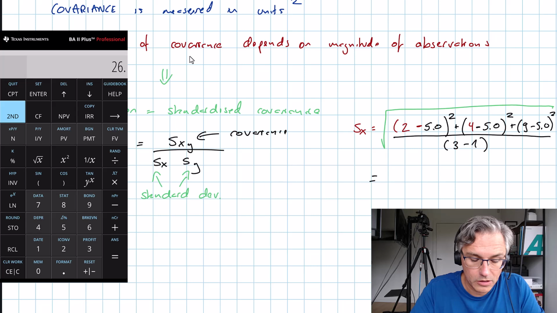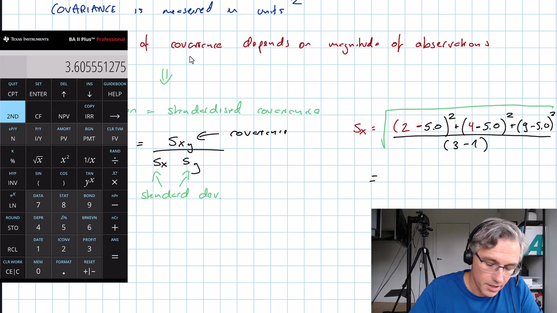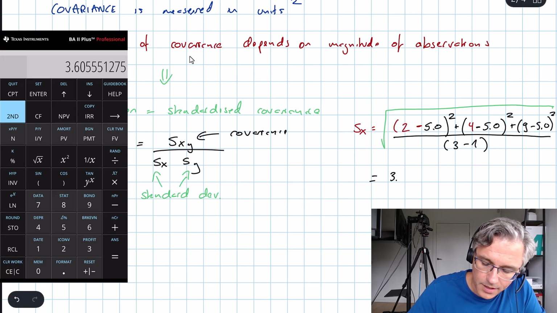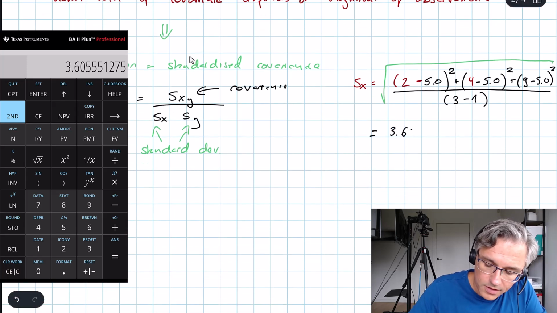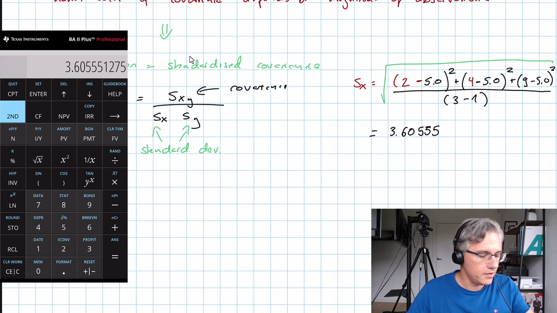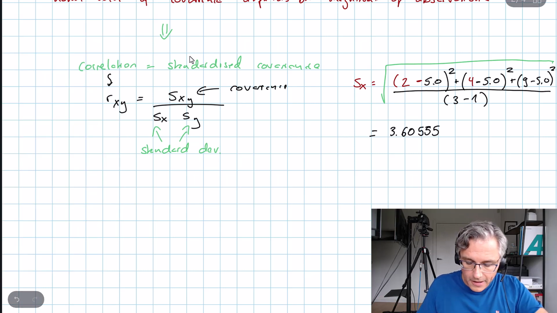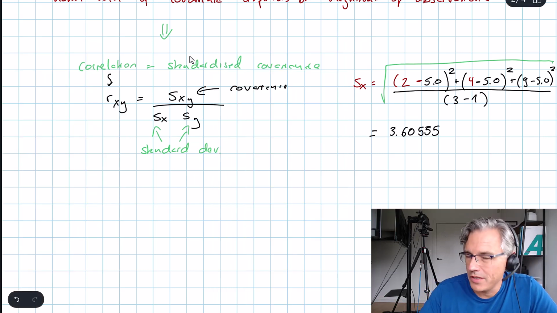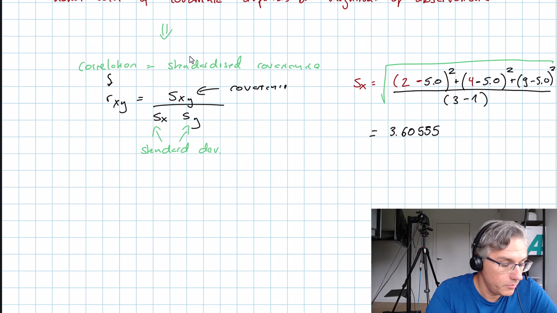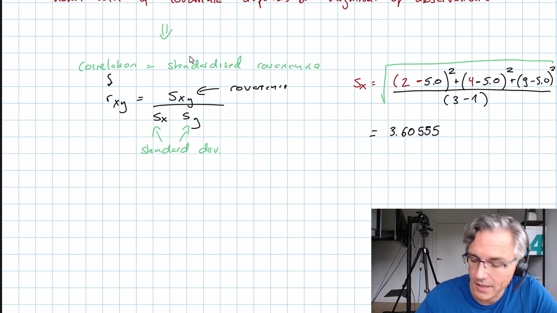Divide this by 3 minus 1, that's 2. And take the square root. Here we go. I'm going to try and be as precise as I can. 3.60555, three 5s at the end. Well, I could be even more precise, but this is where I want to cut it off. The reason why I'm being so precise is that in just a moment I'll do this on the calculator, and I want you to see that we get the same result.